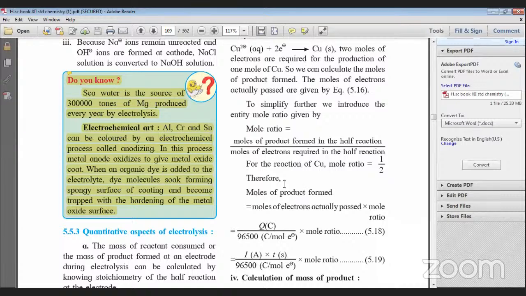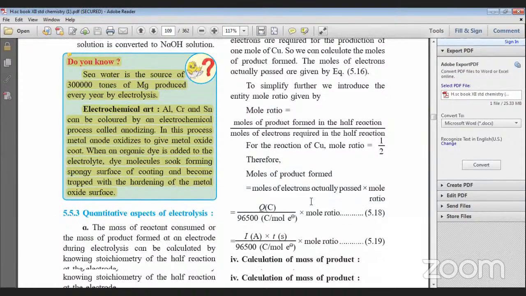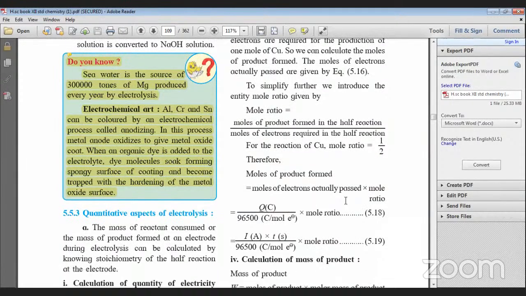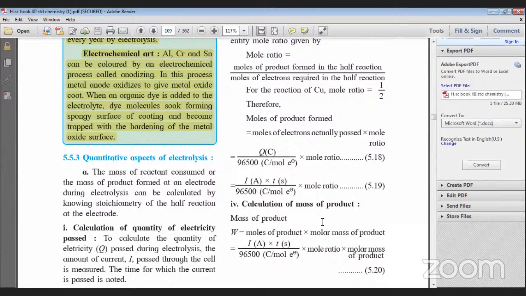This formula is again very interesting, very important and easy also. Therefore, moles of product formed is equal to moles of electron actually passed into the mole ratio. Moles of electron actually passed we can calculate, as we just discussed: coulomb divided by 96,500, into the mole ratio. The mole ratio we have also calculated, it is half. So this is very easy, students, and very important also. If such a problem comes in the exam, you have to attempt it, you will get good marks here.